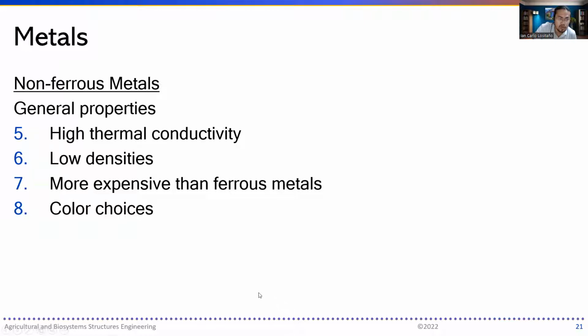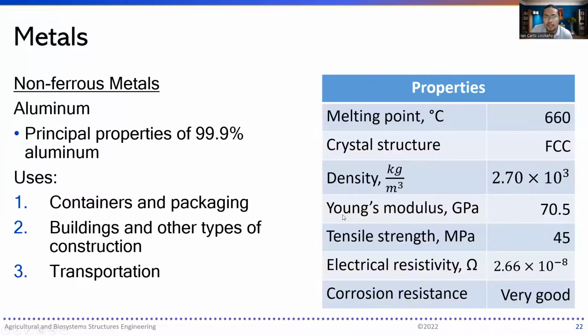They also have high thermal conductivity. They transmit heat easily. They're very low density, and more expensive than ferrous metals. But one good thing is they have a lot of color choices. So one is aluminum, and these are the principal properties of 99% aluminum, as shown.